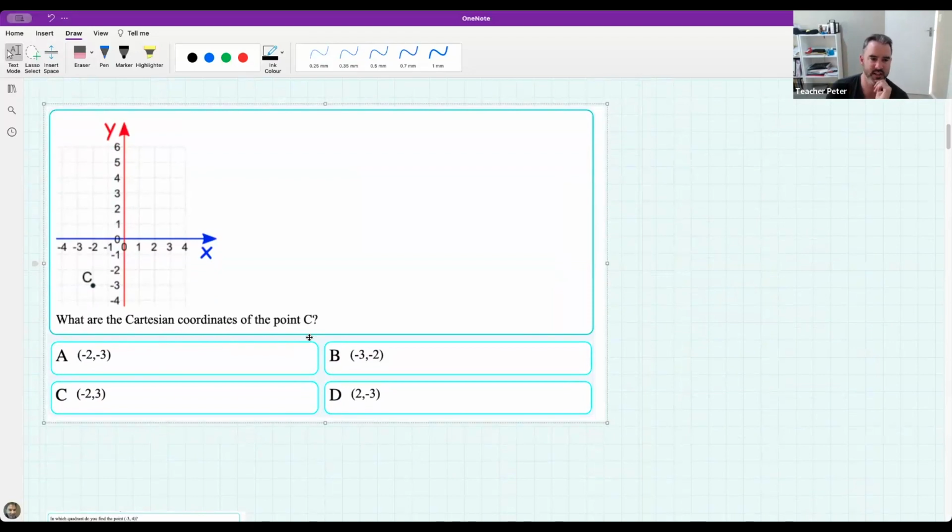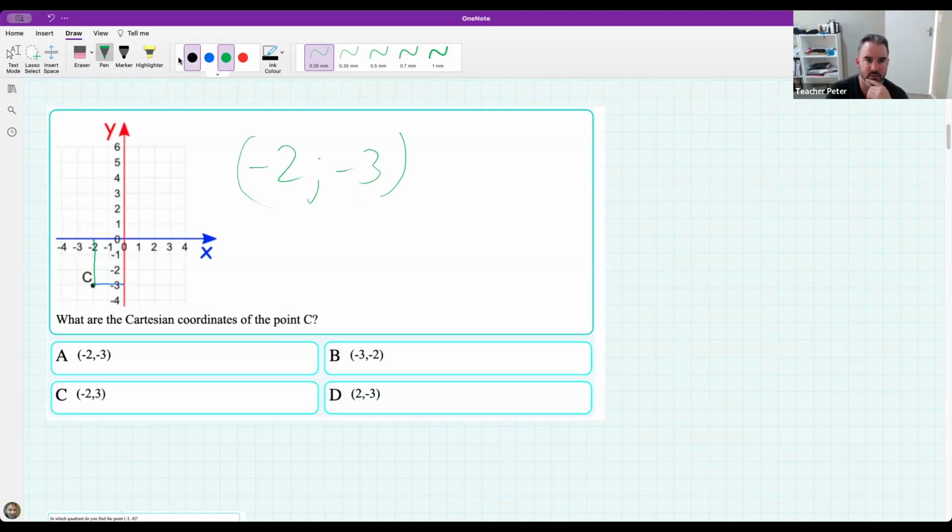So where is C sitting down there? You have to be careful with this one. So C is sitting all the way down here. What I like to do is I draw a line straight up for that one, and then I draw a line straight across for that one. And I remember that the X always gets written first. So it's -2, and then the Y comes second. So that's -3. So is there a (-2, -3)? Yes, there is. It is A. So it's going to be A.